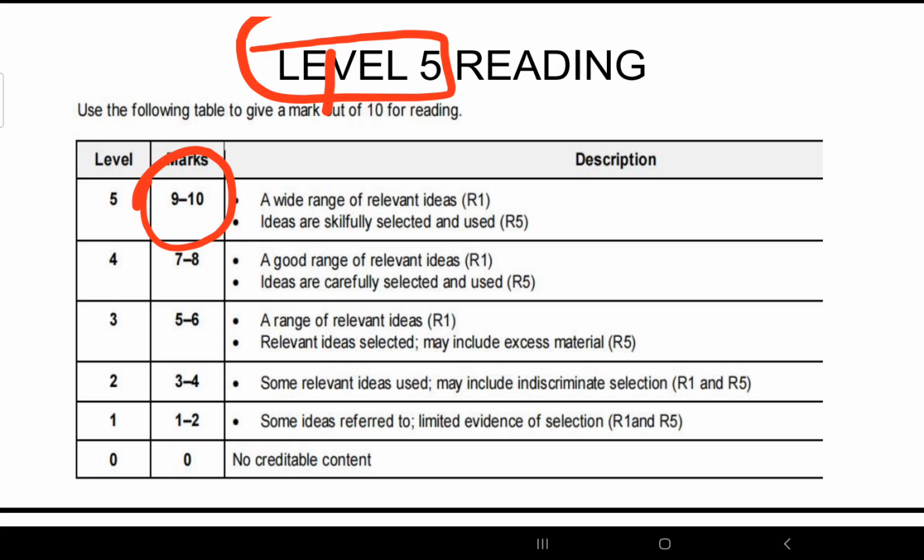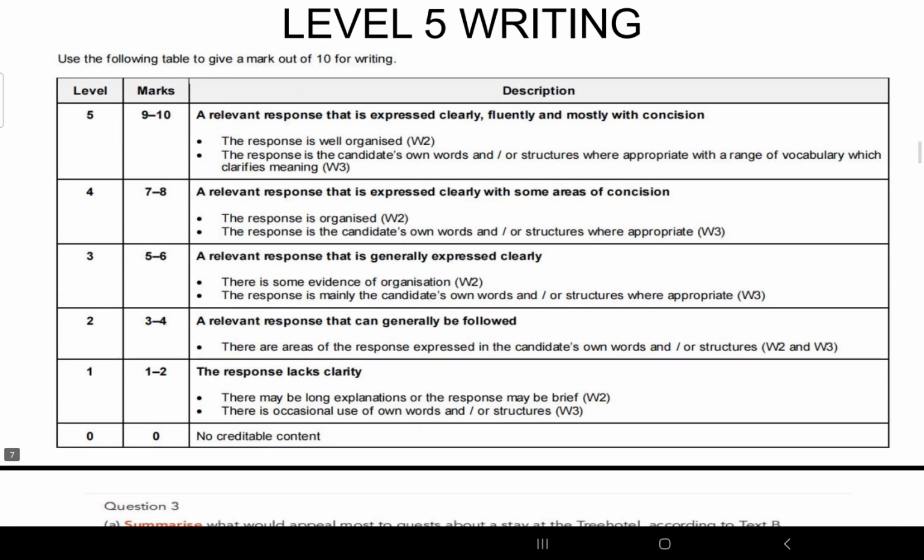And how can you reach that level? You need to select a wide range of relevant ideas only, and the ideas are skillfully selected and used. These are the reading marks. You can reach level 5 if you do this. Then we have writing marks, and you can get those 10 marks for writing if the response is well organized, the response is the candidate's own words, and the structures are appropriate with a range of vocabulary. Sentence structure is also important.